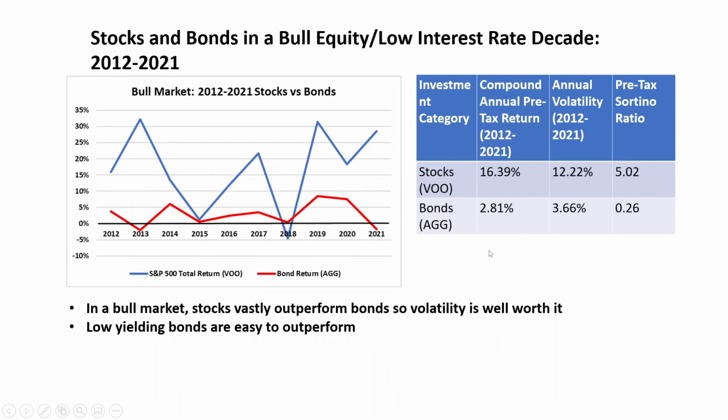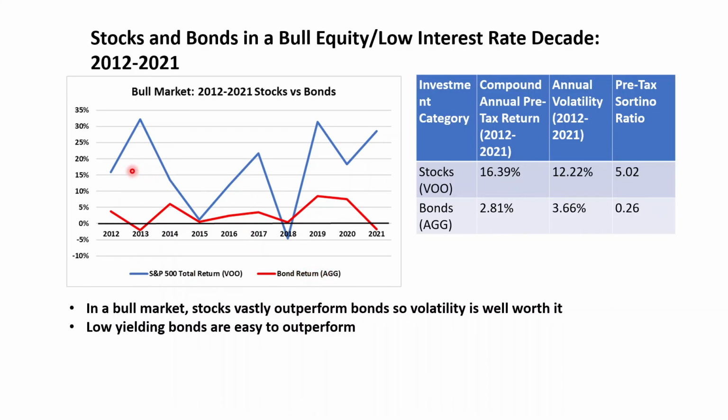So now let's look at a period when stocks did really, really well. So stocks and bonds in a bull equity, low interest rate decade, right? Here we're looking at 2012 to 2021. We're looking at stocks and bonds, and we're going to do the same comparison. We're looking at the S&P 500 as our benchmark, and bond returns are the aggregate, again, the red line.